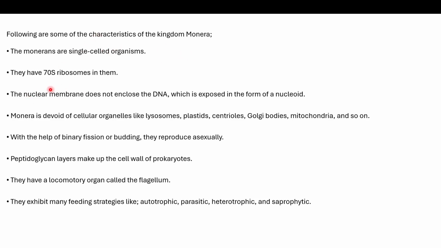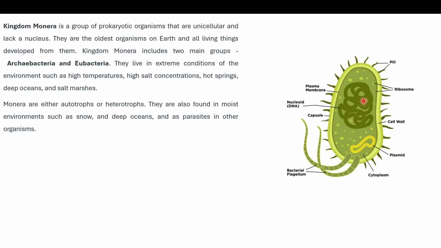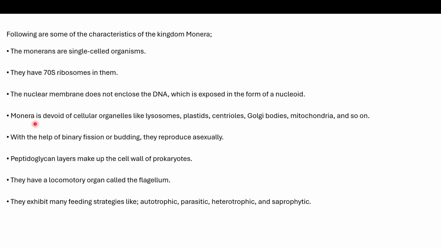In monerans, the nuclear membrane does not enclose the DNA, which is exposed in the form of a nucleoid, here, this part. Monerans are devoid of cellular organelles like lysosomes, plastids, centrioles, Golgi bodies, mitochondria, and so on. With the help of binary fission or budding, they reproduce asexually. Actually, sexual reproduction like conjugation via pili also takes place, but it is less prevalent than asexual reproduction. Then there are peptidoglycan layers which make up the cell wall of prokaryotes.